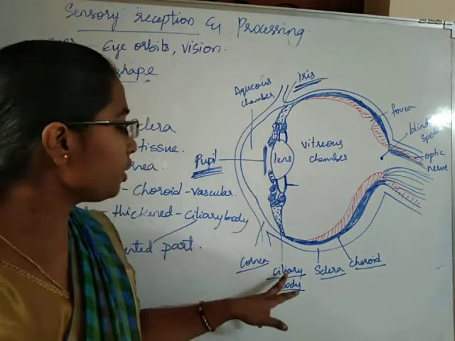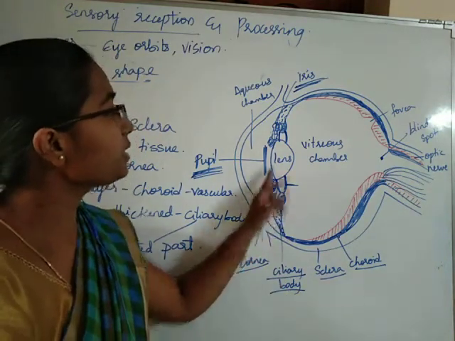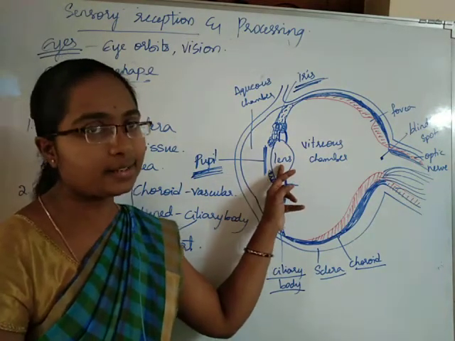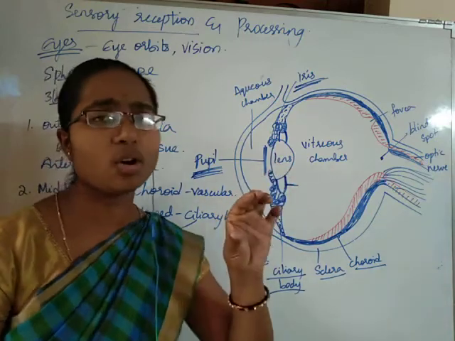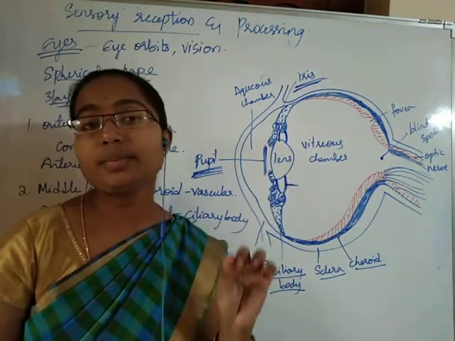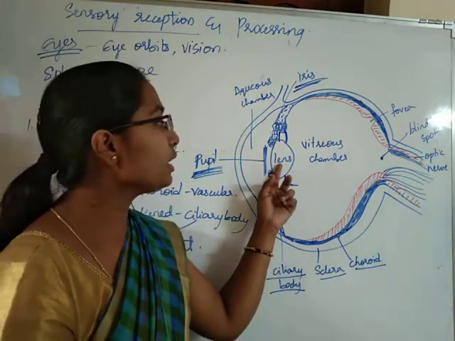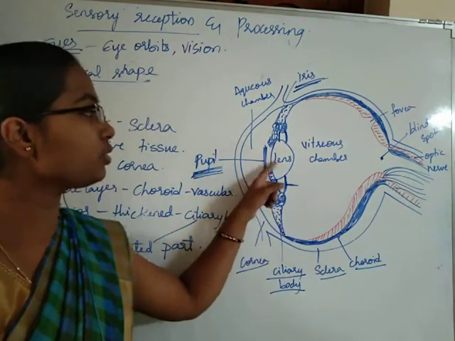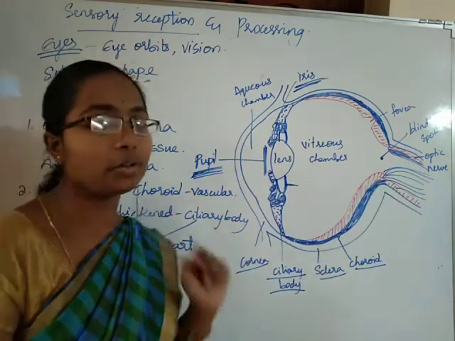On the ciliary body, iris muscles are attached. We can also observe a lens. This lens is actually a small, crystal-like transparent part. Through the lens only, the light will enter into the inner side of the eye.